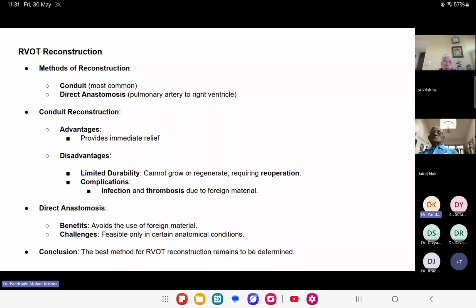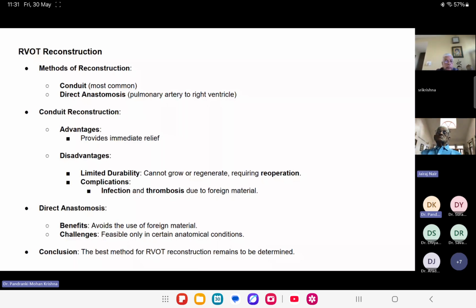And direct anastomosis benefit is foreign material we won't be using, and challenges are feasibility only in certain anatomical conditions where the length and lie of the pulmonary artery also takes into consideration before doing direct anastomosis. Conclusion is that the best method which has to be used is still controversial.